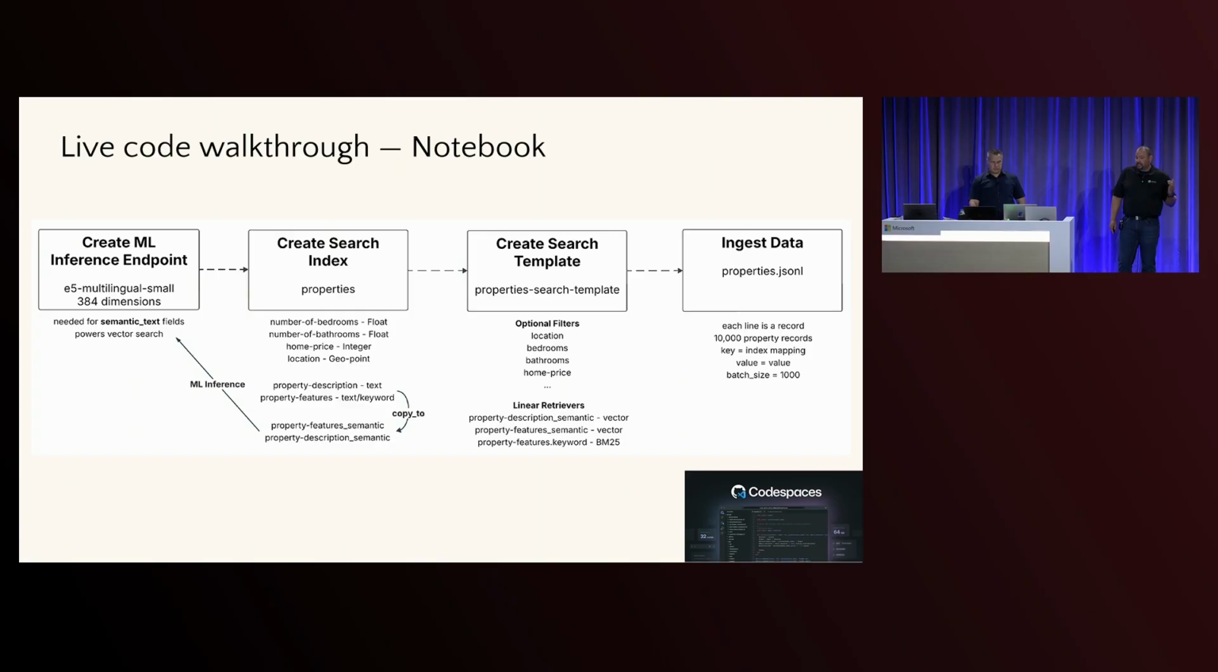The last thing is ingesting the data. We've got a JSON-L file that has all the properties records. We trimmed this down from the original data set to about 10,000 records, and we're loading them in batch size of 1,000. So that's relatively simple bulk load code, but it's necessary to actually populate the system with data.